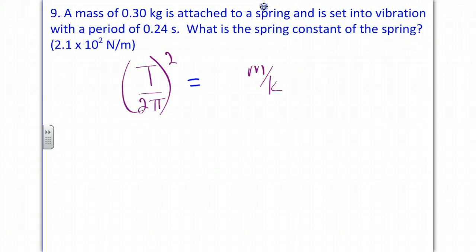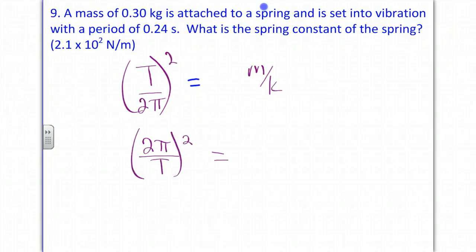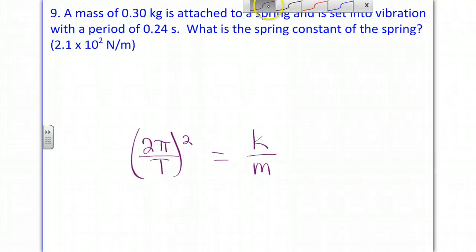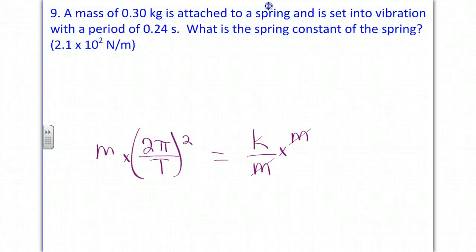Then we're going to do something really strange. We're going to take the inverse of both sides. So on the left side, we're going to flip the equation to 2 pi over t squared, and on the right side we will flip that equation to be k over m. It's okay to do that because whatever you do to the left side, as long as you do the same thing to the right side, it's mathematically legitimate. Now we can multiply both sides of the equation times mass, which will cancel mass on the right-hand side, leaving us with k equals.